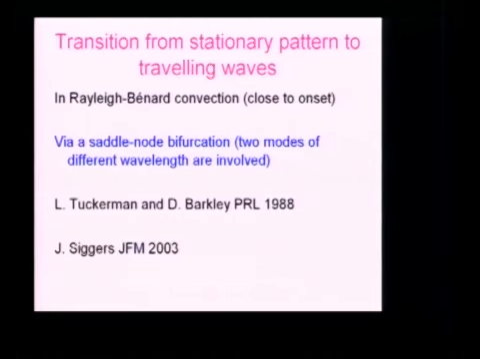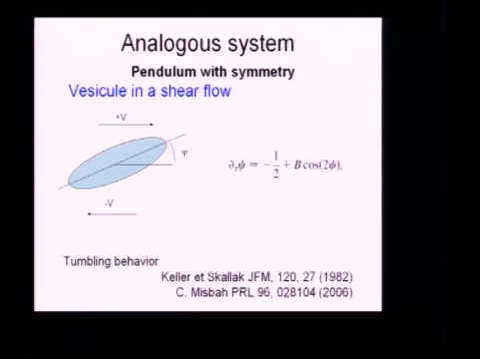I'm not going to say a lot, but if you look only at the transition from a stationary state to a periodic behavior, a traveling wave, via a saddle-node bifurcation, without the notion of reversal, just a transition from stationary to nonlinear oscillation, it has been observed in different systems, again in convection by Tuckerman and Barkley and Jennifer Seegers in numerical simulation of axisymmetric convection, and by saddle-node bifurcation.